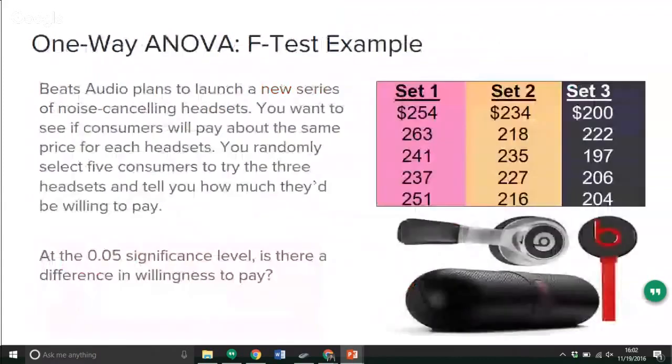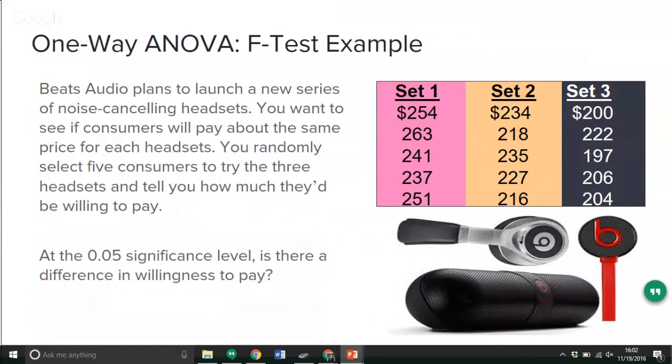Let me give an example. Okay. Beats Audio plans to launch a new series of noise-canceling headsets. You want to see if consumers will pay about the same price for each headset. You randomly select 5 consumers to try the 3 headsets and tell you how much they'd be willing to pay for each one. And we're going to set alpha in this instance at 0.05. We want to see if there's a difference in willingness to pay between any of the 3 groups. So what we want to see is whether at least 2 population means differ.